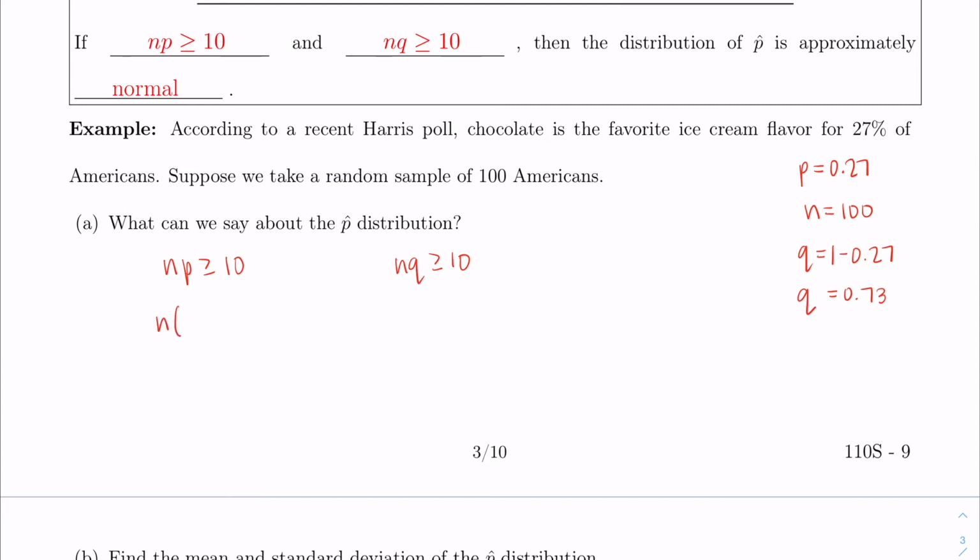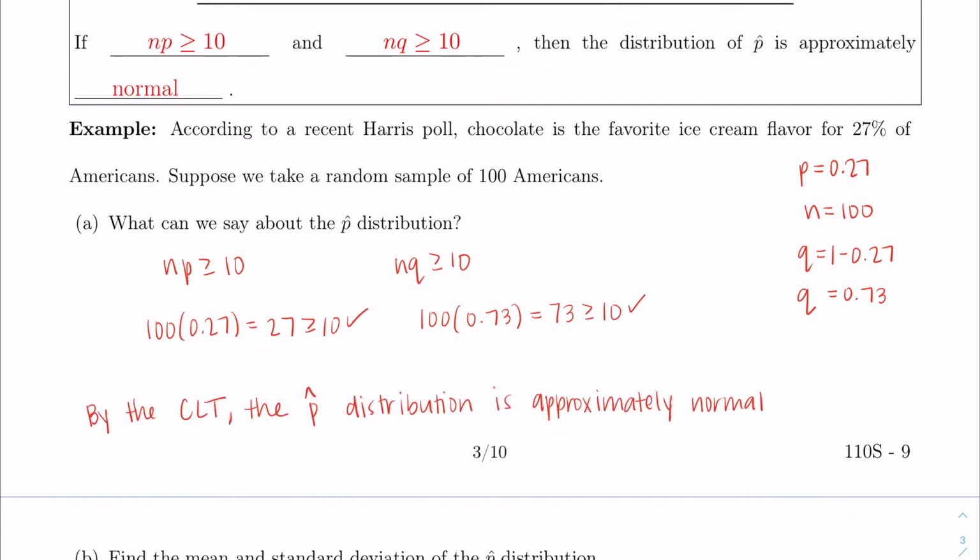So n times p, 100 times 0.27, gives us 27, which is definitely greater than or equal to 10. And then n times q is 100 times 0.73, which is 73. Again, this is definitely greater than or equal to 10. And so we can say by the central limit theorem, the p-hat distribution is approximately normal.